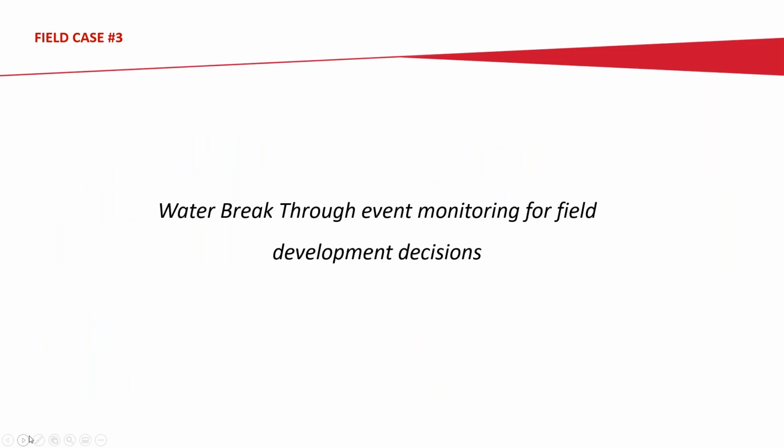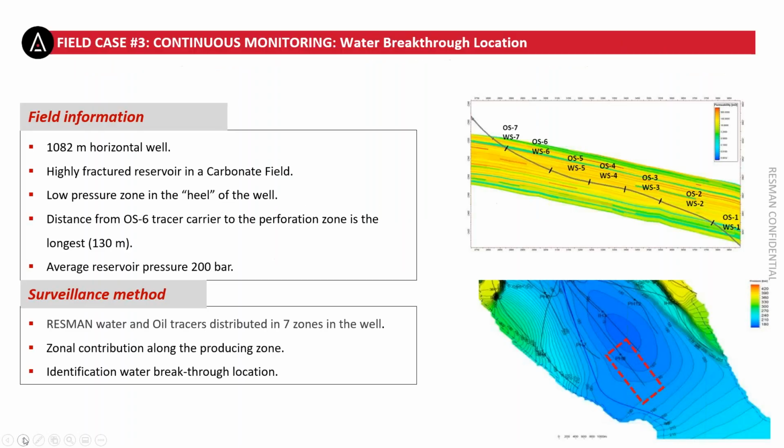And now this is a water breakthrough case, which is an interesting case that we had in Russia. This is a horizontal well, 1 kilometer long. This is a highly fractured reservoir in a carbonate field, by the way. And the operator wanted to monitor the entire well by locating 7 water tracers and 7 oil tracers.